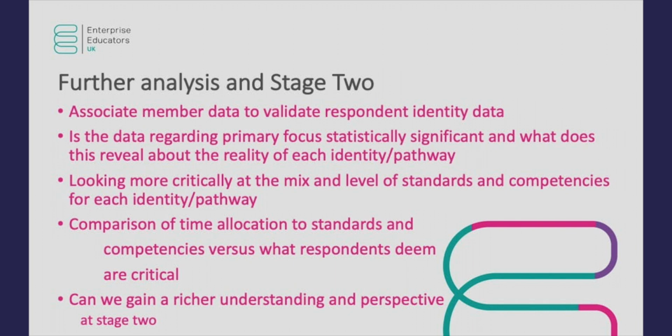There is clearly some further analysis and exploration of this data required. This includes collecting data concerning the identity of our associate members to validate the respondent identity data found within this survey to confirm whether a representative sample has been achieved. We need to look at whether the data regarding primary focus is statistically significant and what this reveals about the reality of each identity or pathway as a potential ideal type for the sector. We need to look more critically at the mix and level of standards and competencies for each identity and pathway. And there needs to be a comparison of time allocation to standards and competencies versus what respondents deem are critical.